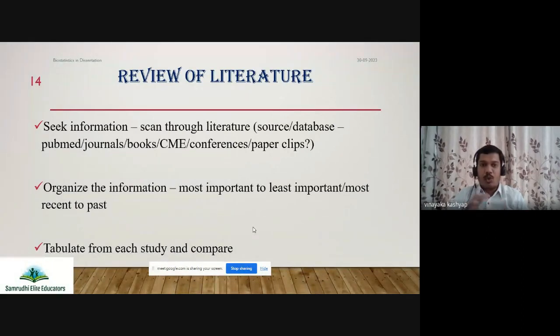So compare with the most recent one, then go to the past, from most important to the least important topics, and then finally you are supposed to tabulate each of the studies and compare it with the relevant articles. So this is how you are going to review the literature. Whatever literature you have collected, you are supposed to do it in such a way.